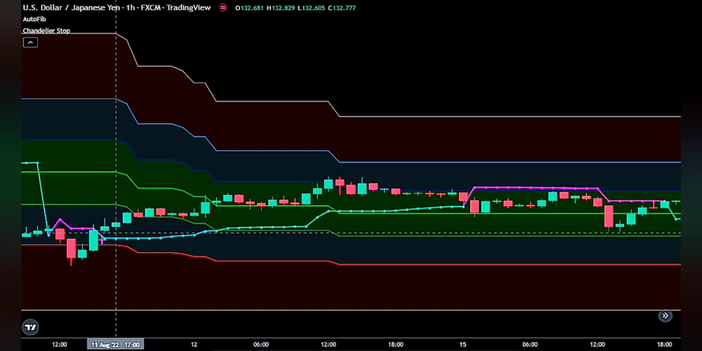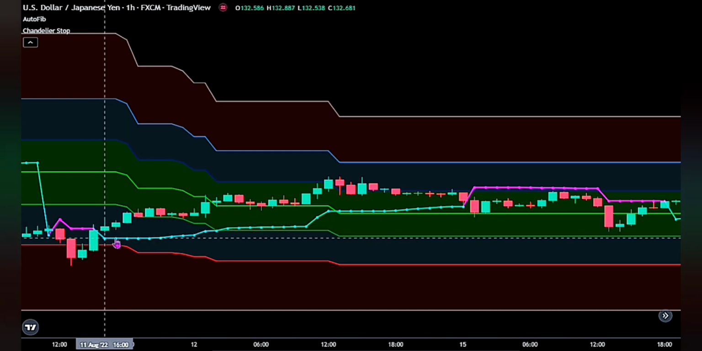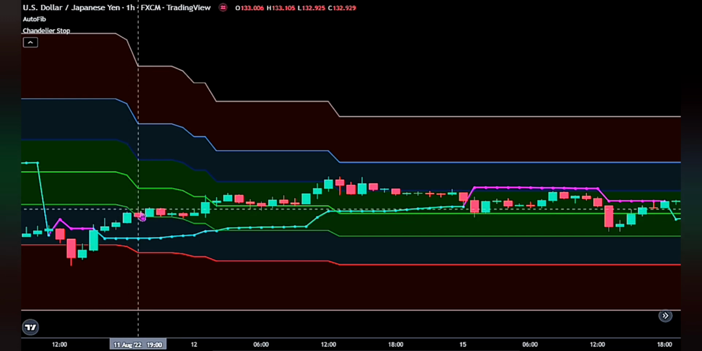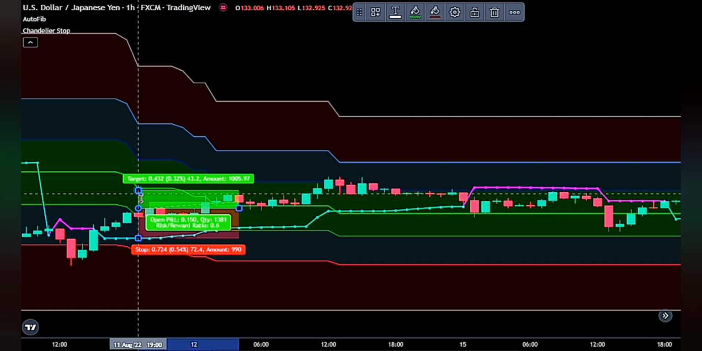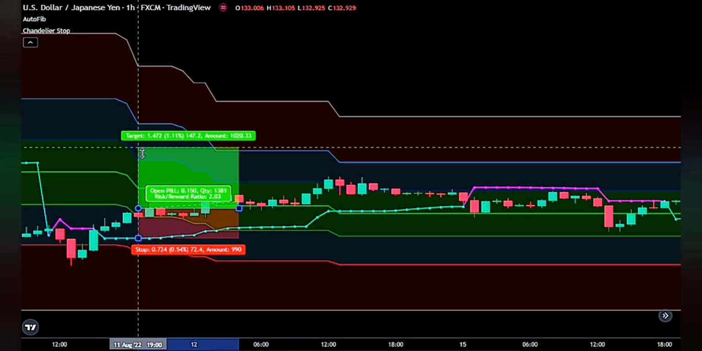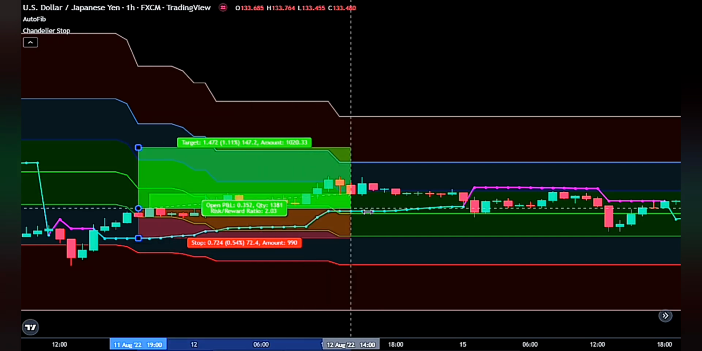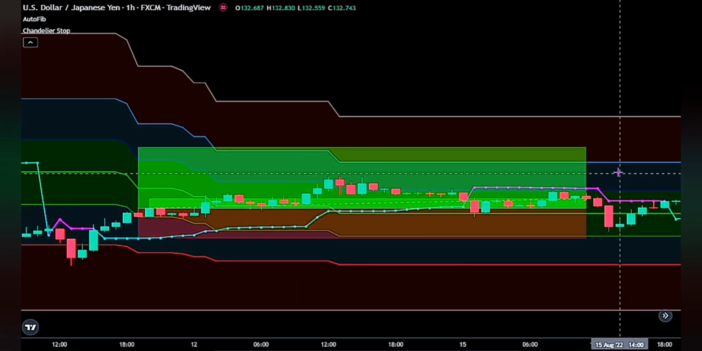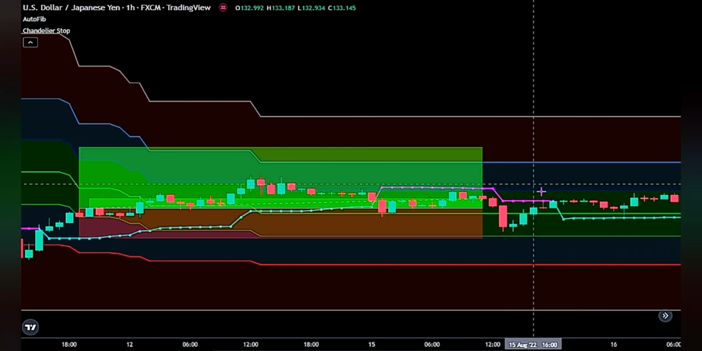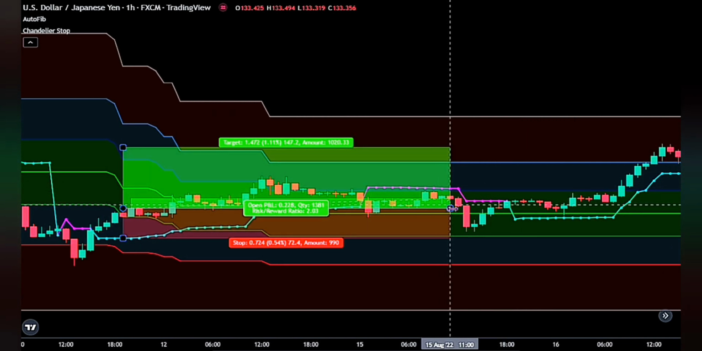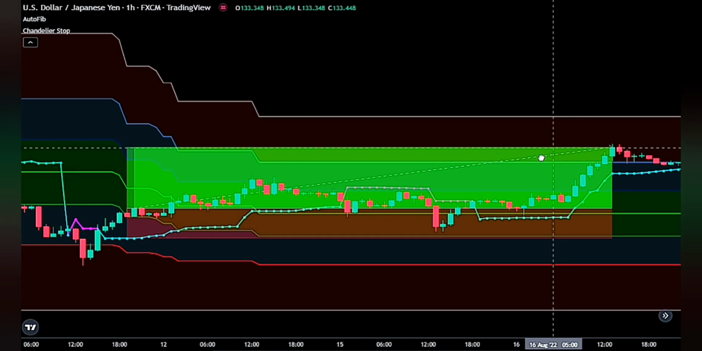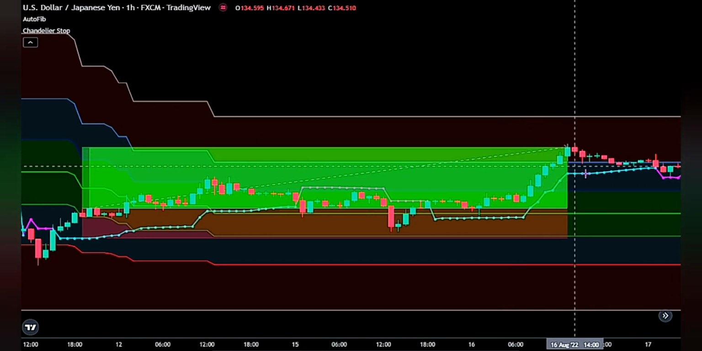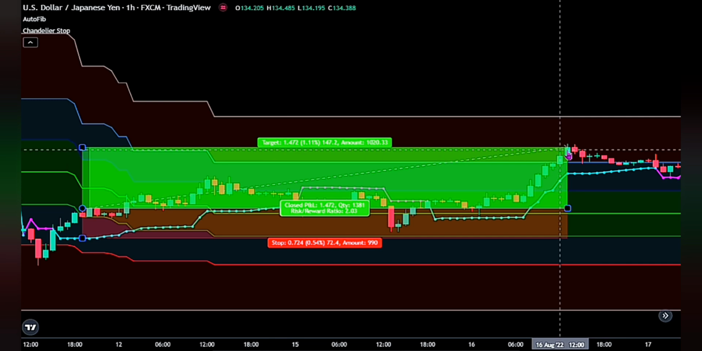Now this next trade was also valid, as we had the chandelier on green and we had our cross above the next level at this point. If we open a trade here and set our stop loss at the chandelier stop, then take profit should be 2 times the risk. We see we would have taken our profit here at this candlestick.